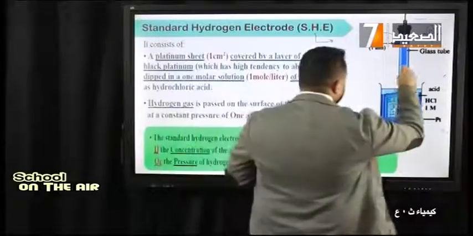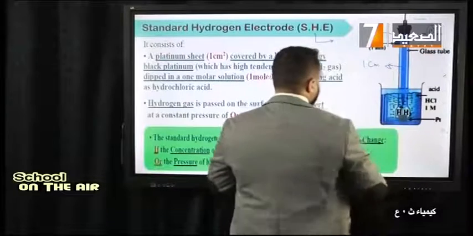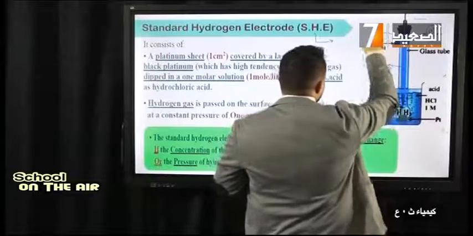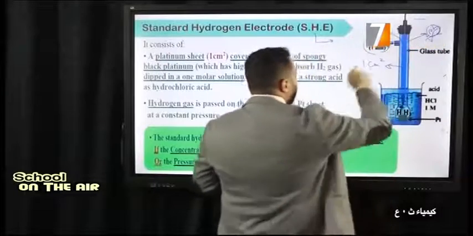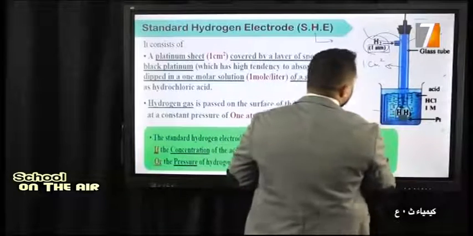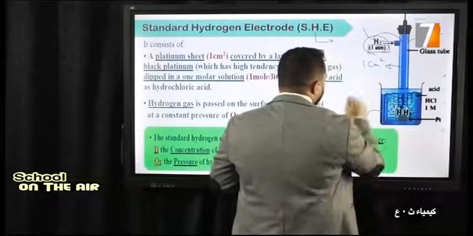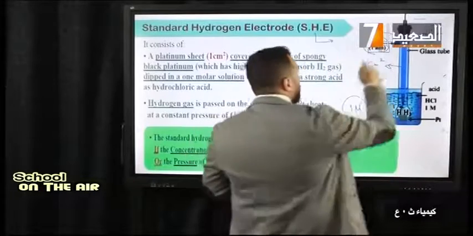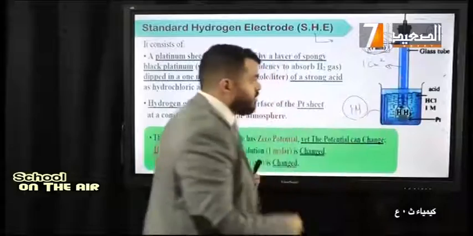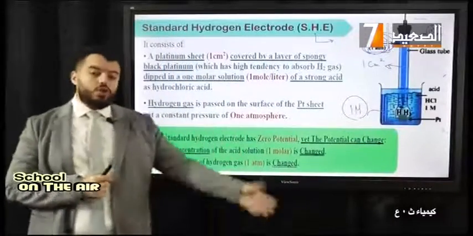The wire will be 1 square centimeter, and the pressure of the hydrogen you add will be 1 atmosphere, and the concentration of the acid here will be 1 molar. Any change in the concentration or any change in the pressure will change the zero potential of the standard hydrogen electrode.